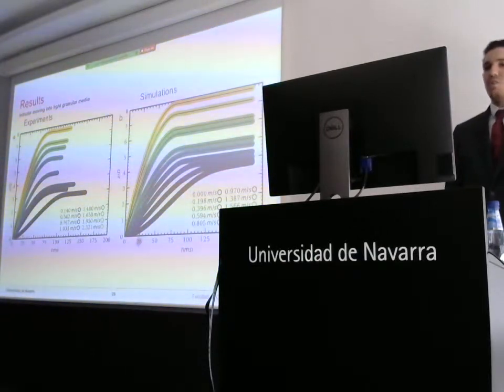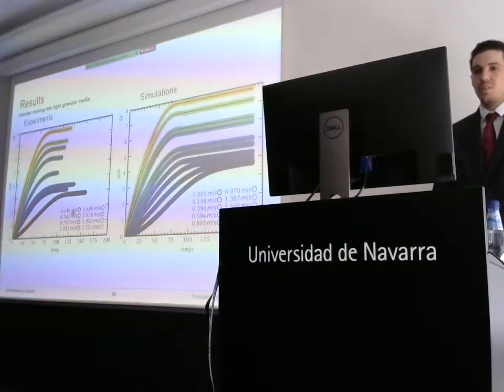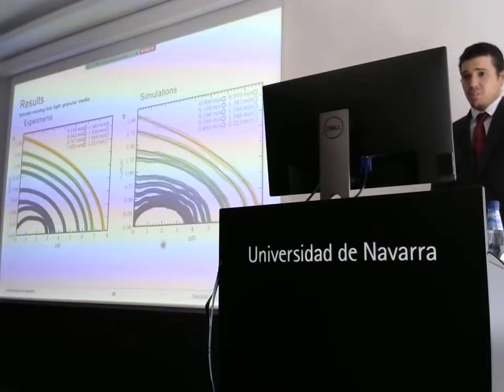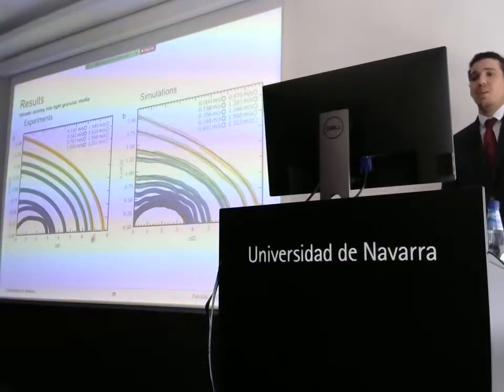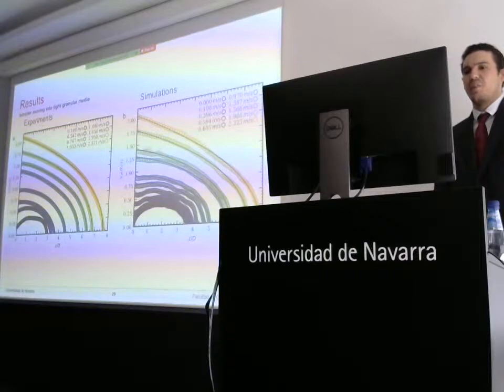So here you can see the evolution of depth of the intruder for several impact velocities in the same range, both for experiment and simulations, in perfect agreement. And as expected, as the impact velocity increases, the intruder gets larger penetration. Moreover, now I'm showing you the velocity profile as a function of the penetration depth. And they are also in excellent agreement.